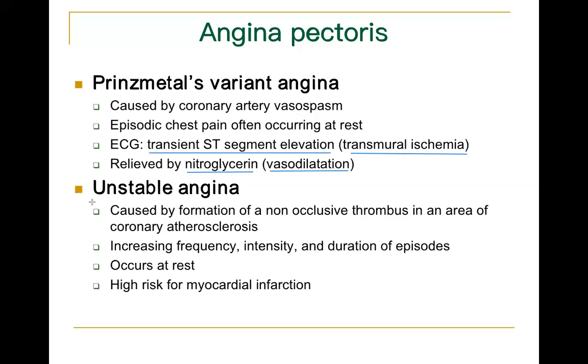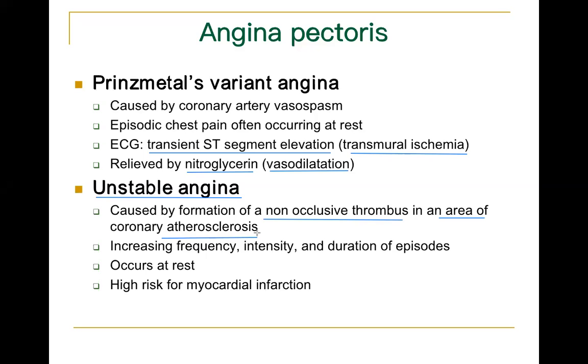The third one is unstable angina. Now we are going to a more severe variety here, and this is caused by the formation of non-occlusive thrombus in an area of coronary atherosclerosis. Now I have already explained this to you. In the beginning, atherosclerosis is formed. This atherosclerotic plaque will rupture, and the common etiology of rupture is smoking, hypertension, and stress. Smoking, hypertension, and stress, or stressful condition.